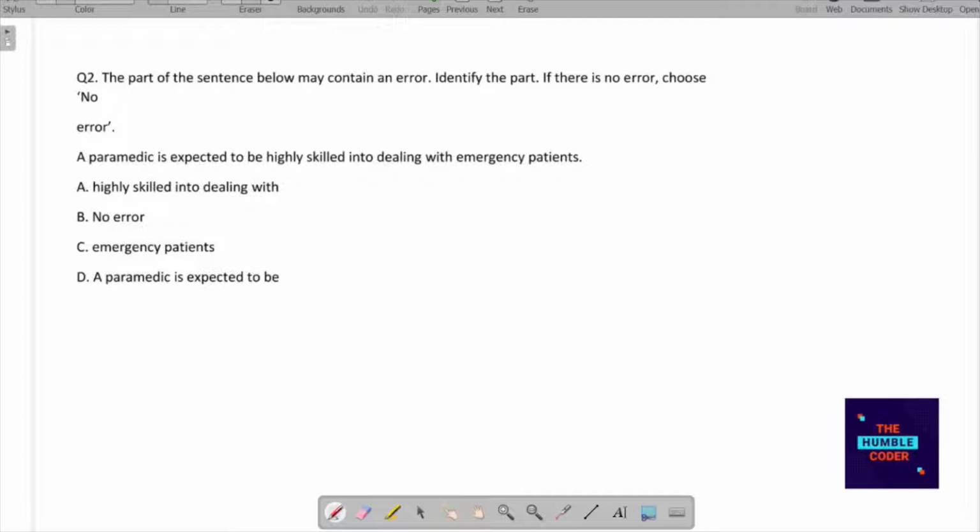Again the same kind of question. We have to identify the part which has error in it. So a paramedic is expected to be highly skilled into dealing with emergency patients. So the options that we have is highly skilled into dealing with, no error, emergency patients, a paramedic is expected to be. So the portion which has error is highly skilled into dealing with. So it should be highly skilled in dealing with. Therefore, the answer for this will be option A.